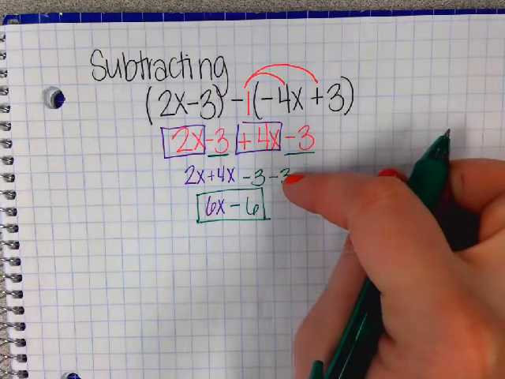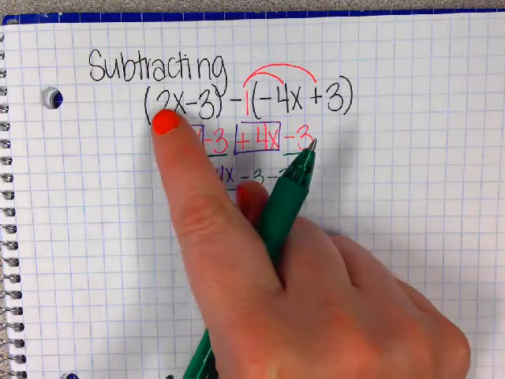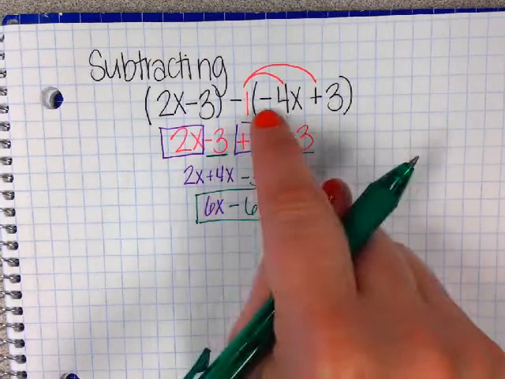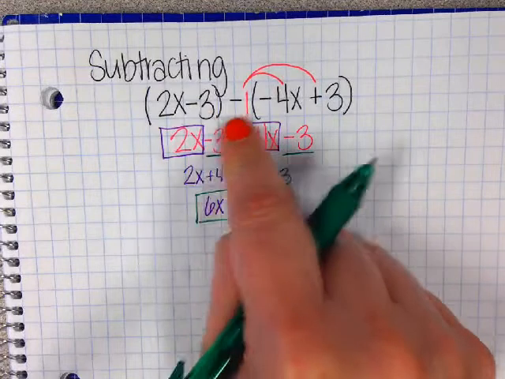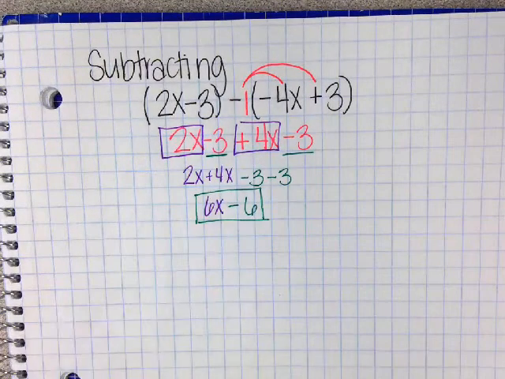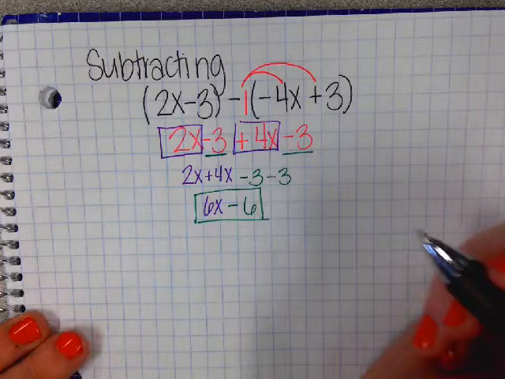Now, some of you guys are really good at looking at this. You don't have to do all of these steps. You could just say 2x minus a negative 4x, or 2x plus 4x is 6x. Negative 3 minus 3 is negative 6.